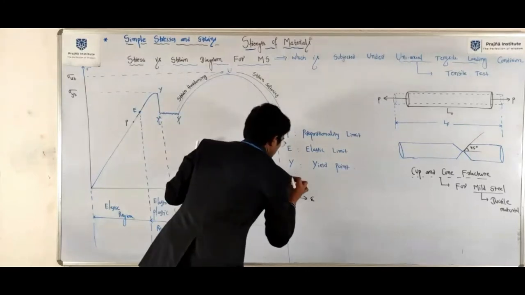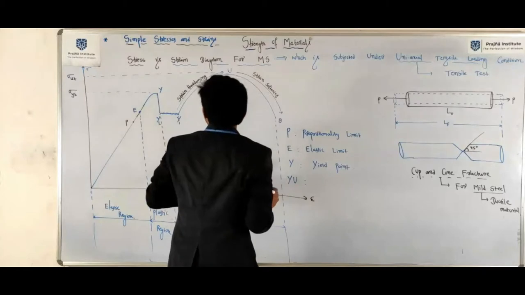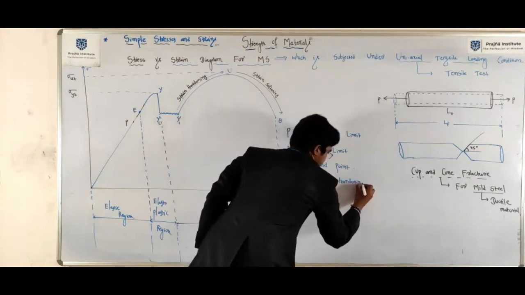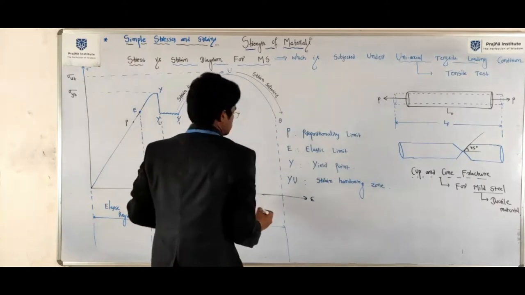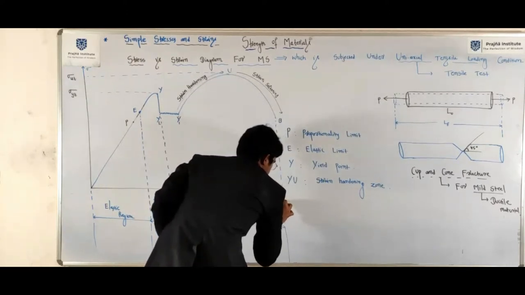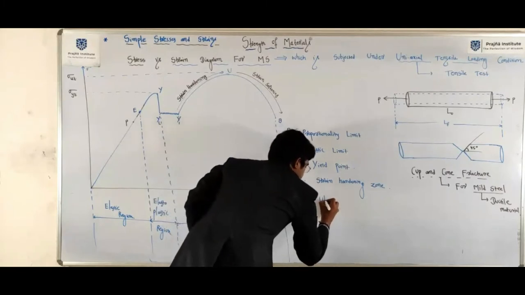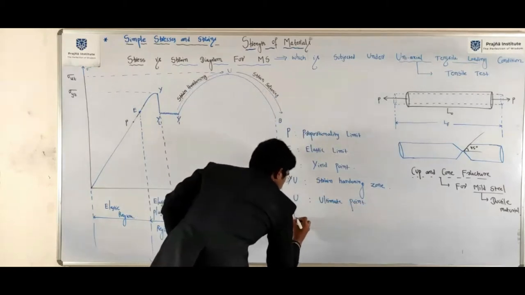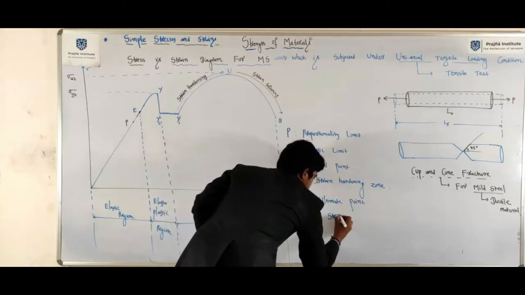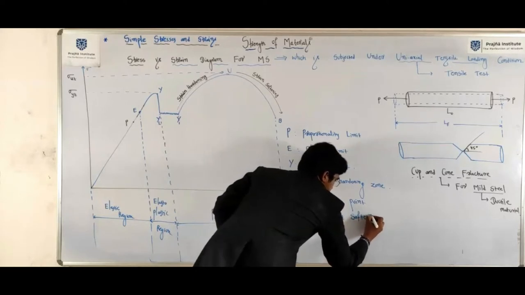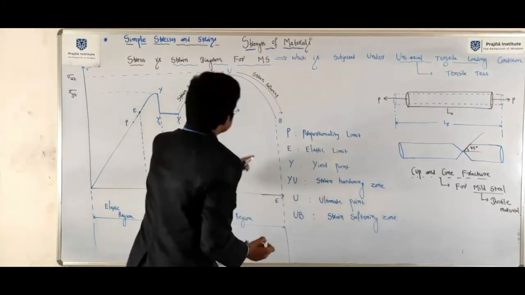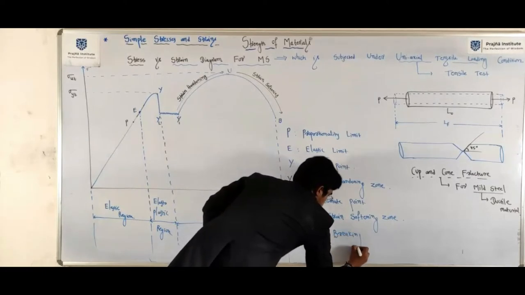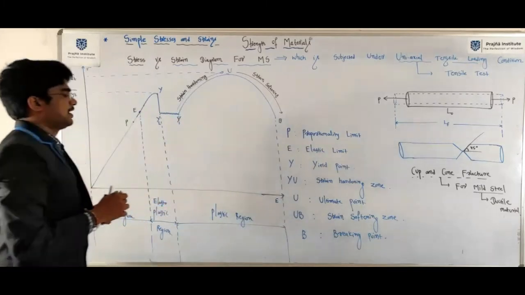Next, Y to U is the strain hardening zone. Next, U is the ultimate point. Next, UV is the strain softening zone. After that, UB. B is the breaking point.